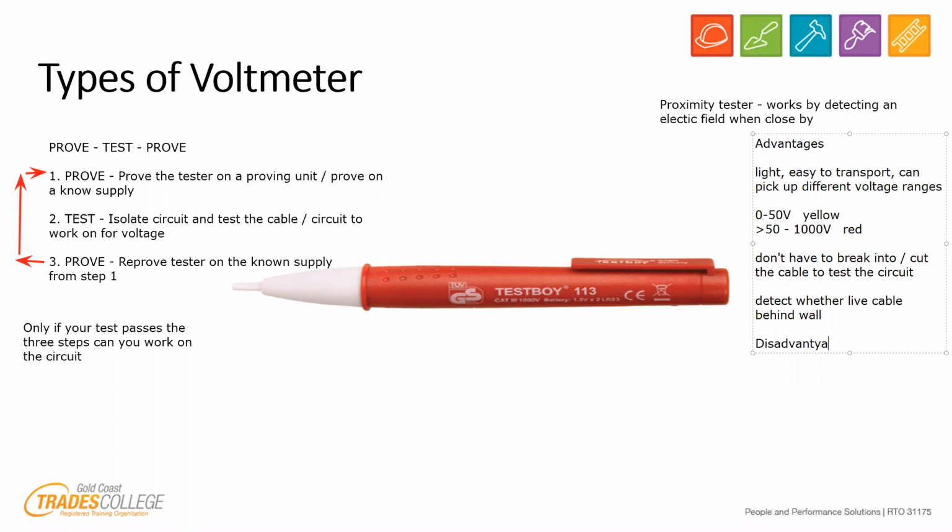I know in your assessment, guys, there's a few different types. They all pretty much share the same advantages and disadvantages. All voltage indicators are going to be easy to transport. They're all designed for you to be able to test without breaking into circuits. But they all have similar disadvantages too.